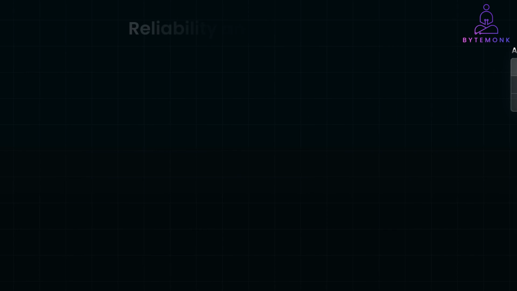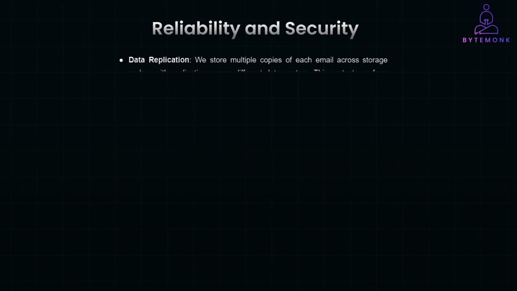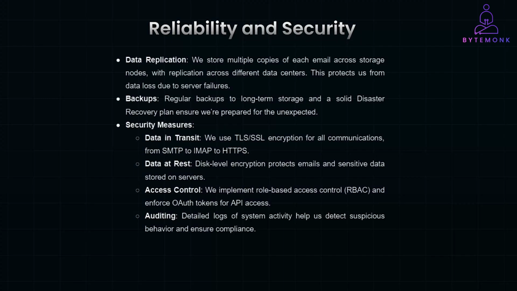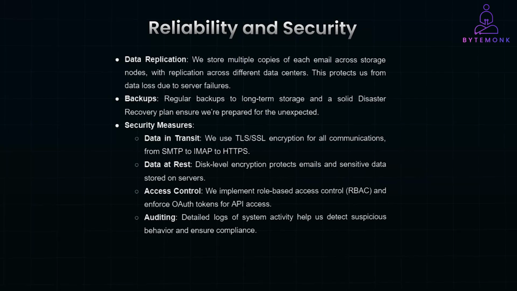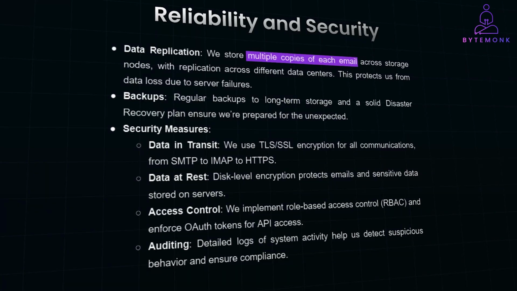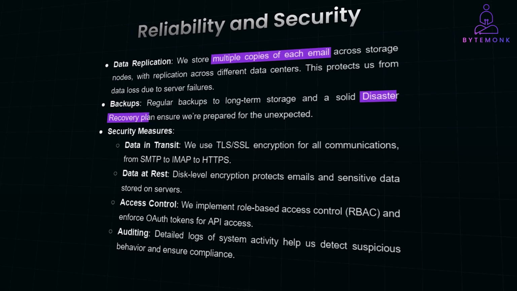Now, let's not forget reliability and security, which are also two crucial aspects of any mail system. So for data replication, we store multiple copies of each email across storage nodes with replication across different data centers. This protects us from data loss due to server failures. You can have regular backups to long-term storage and a solid disaster recovery plan, ensuring we are prepared for the unexpected.